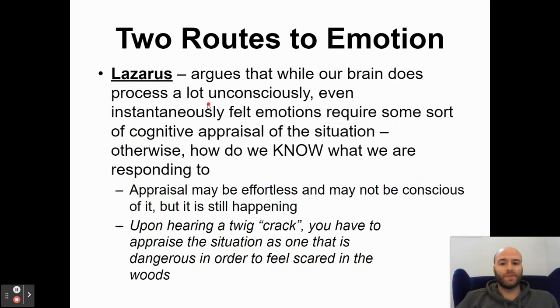On the other hand, you have Lazarus, who worked with Schachter Singer. So the Schachter two-factor theory is very similar to this. But they argue that while our brain does process a lot unconsciously, even instantaneously felt emotions require some sort of cognitive appraisal of the situation. So otherwise, how do we know what we're responding to? Okay. So this appraisal may be effortless and it may not be totally conscious. You may not be conscious of it, but it's still happening.